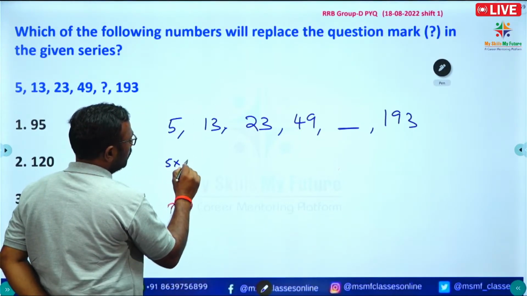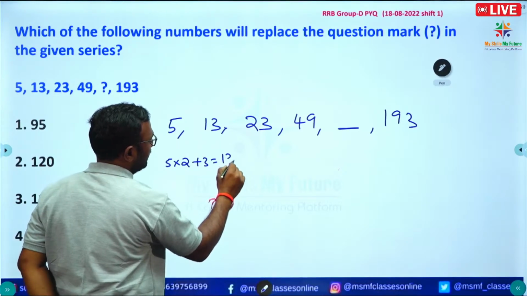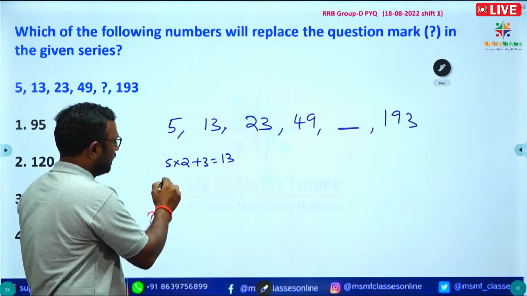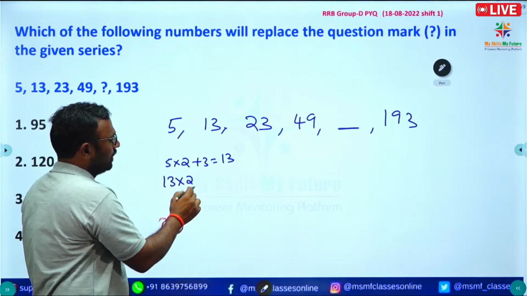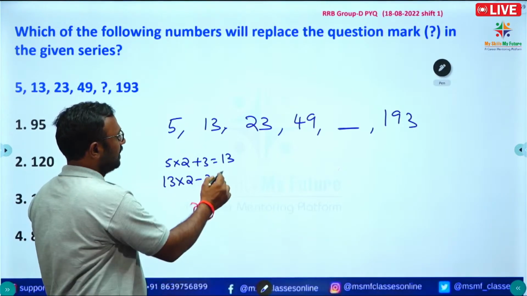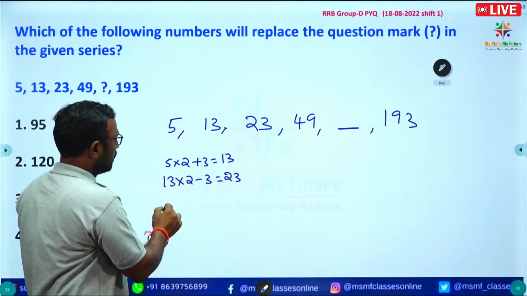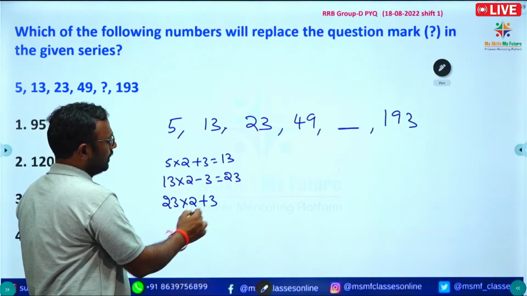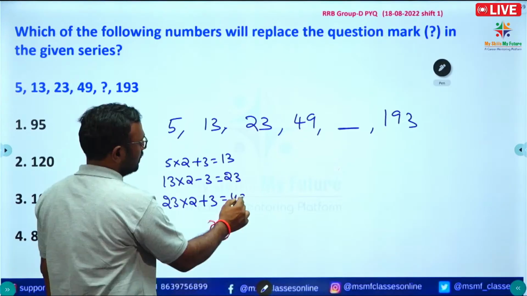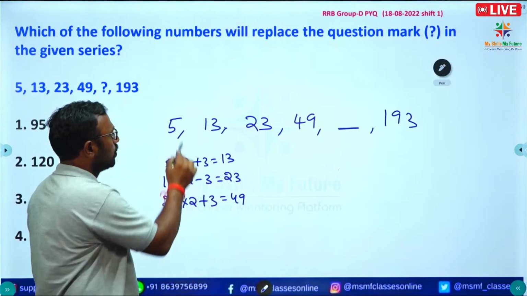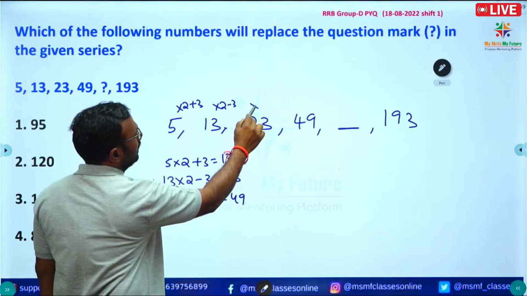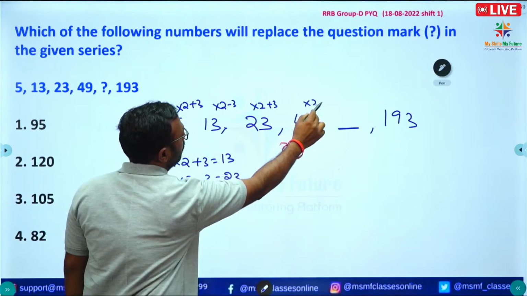5 into 2 plus 3: 5 times 2 is 10 plus 3, we get 13. Next, 13 into 2 minus 3: 13 times 2 is 26 minus 3, we get 23. 23 into 2 we get 46 plus 3 we get 49. I hope you find the logic: into 2 plus 3, into 2 minus 3, into 2 plus 3, into 2 minus 3.